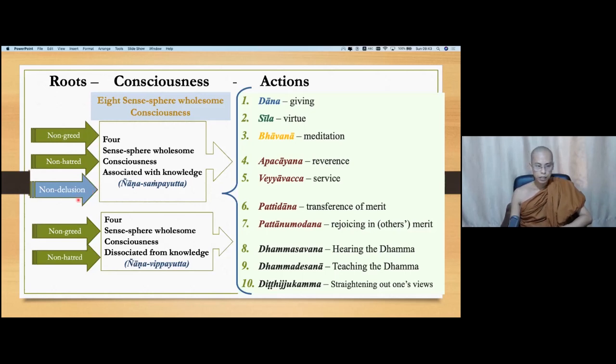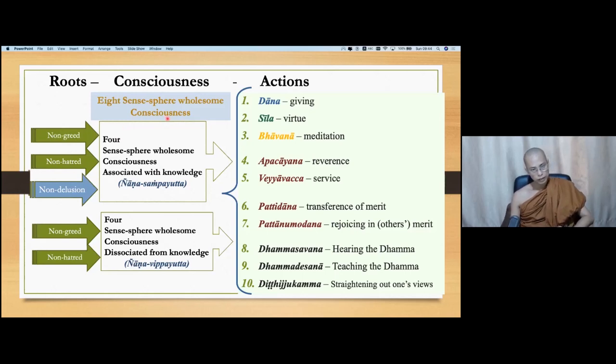If we have the root of non-delusion at that moment, the consciousness of jnana sampayutta will arise. If we don't have the root of non-delusion, only two roots remain, non-greed and non-hatred. Because of that, these consciousness are called jnana vippayutta, the consciousness dissociated from knowledge. Although it is absent, it is not associated with delusion. It's still wholesome. That is why there are 8 sense-sphere wholesome consciousness.